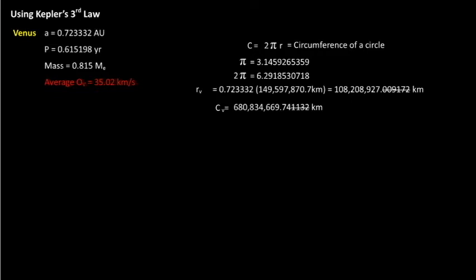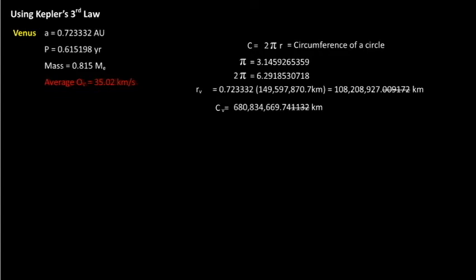So first I have to get the circumference of the Venusian orbit around the Sun. I'm using the semi-major axis, the lowercase a. You see c equals 2 pi r, which is the circumference of a circle. That equation doesn't change. Here I have pi and 2 pi. I put those values there because I'm going to use them again later, using those exact same numbers to those decimal places. So for future reference, those are the numbers I'm using.